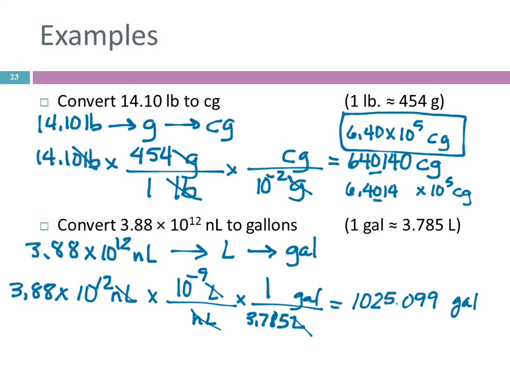But how many sig figs should this answer have? I hear 3 and 4. 3. Why 3? Because what we started with only had 3. We don't have to think about this one. This one has 4, but we only started with 3. So we're going to have to round that 2 up to a 3. And the best answer is 1.03 times 10 to the third gallons. An acceptable answer would be 1030 gallons. Any questions?